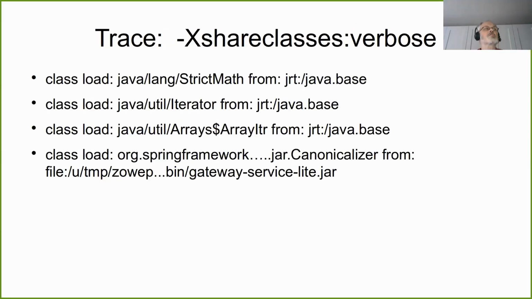You can do traces. For example, if you just turn on the trace option with verbose, it says I'm loading these various classes. The JRT basically says this is the boot Java bootstrap code, and it's got some stuff in it. It's got Java base, it's got maths, iterators, arrays, etc. But at the bottom, we can see there's a Spring framework. The Spring framework is a way of writing complex Java programs quite easily. It does lots of work for you. And we can see this class came from a file called /u/tmp/bin gateway. We can see which jar it came from.